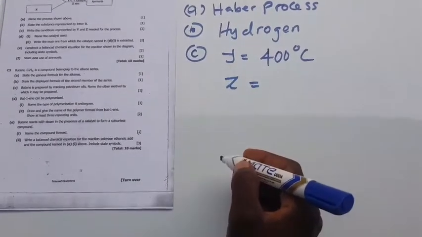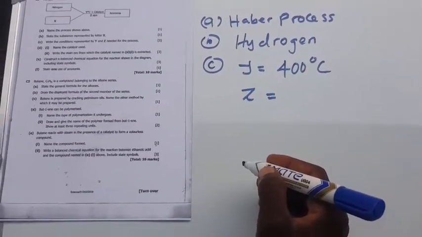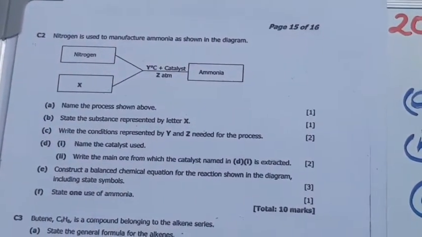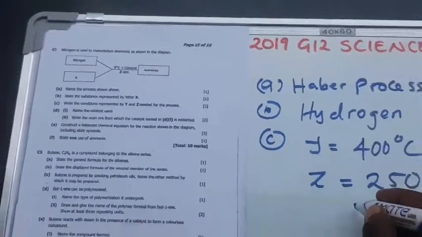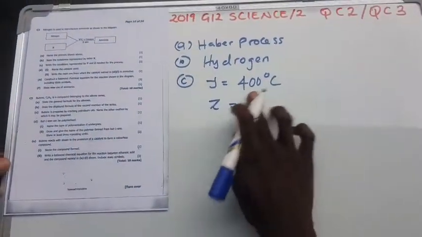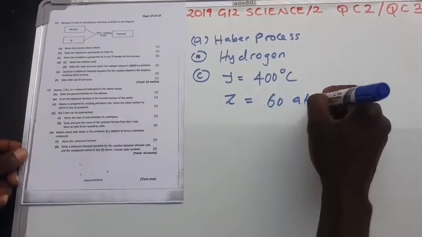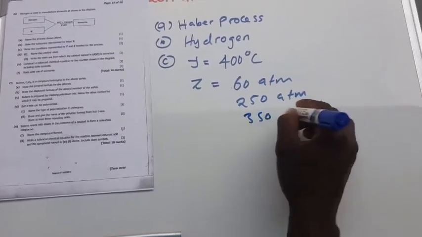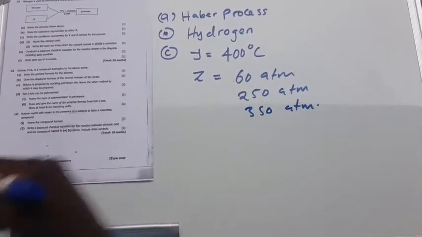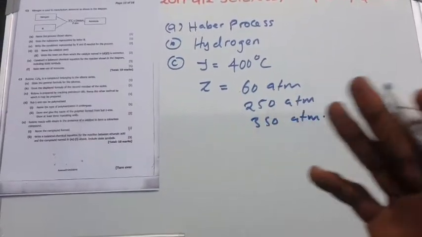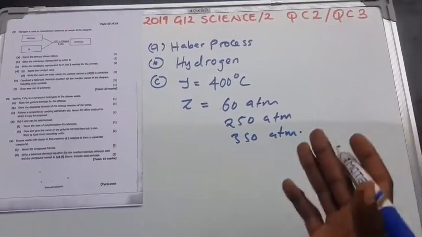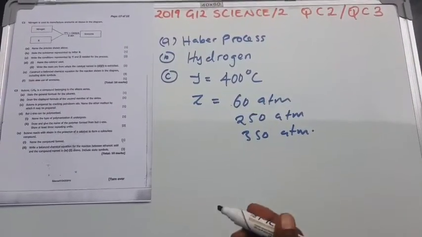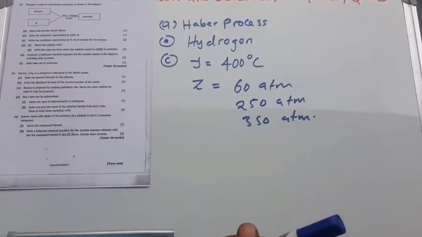So Z is the pressure, and the pressure can start from as low as 60 atmospheres, 250 atmospheres, even 350 atmospheres you can have. So in that range you are able to have the pressure involved in the manufacture of ammonia. Well, pressure affects gases most of the time. So let's go to the next question.